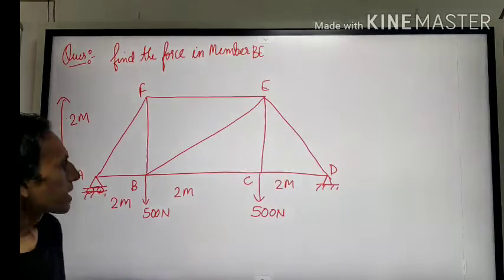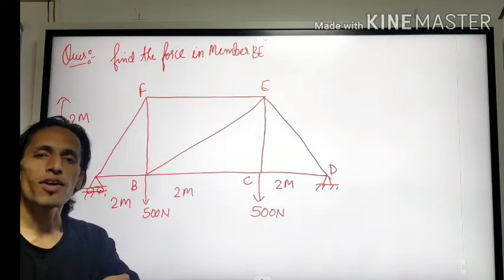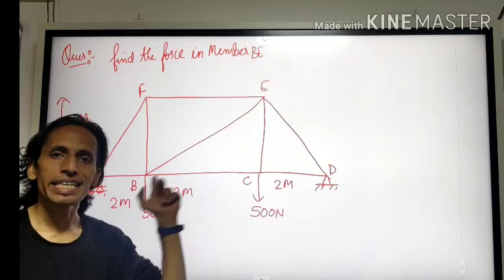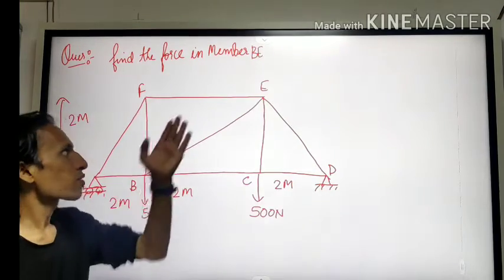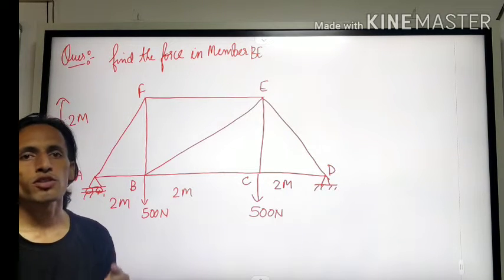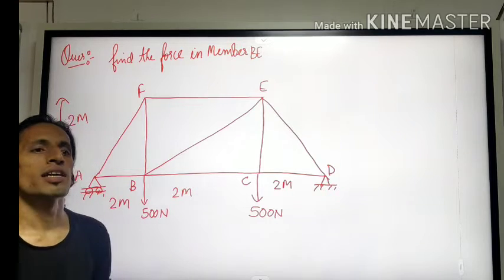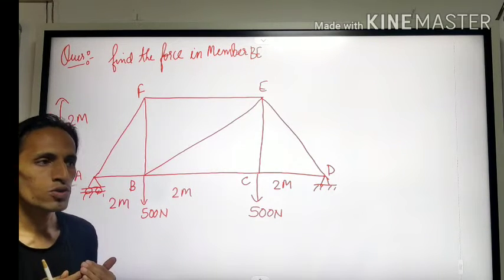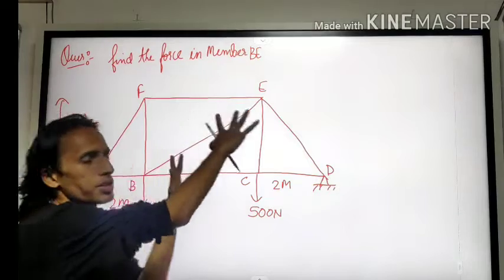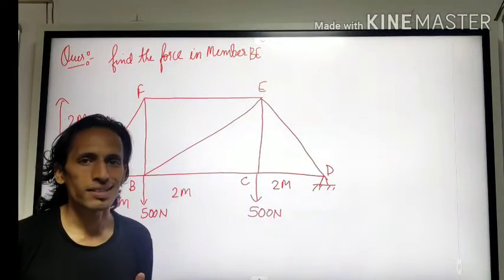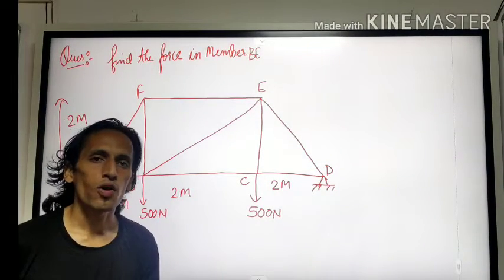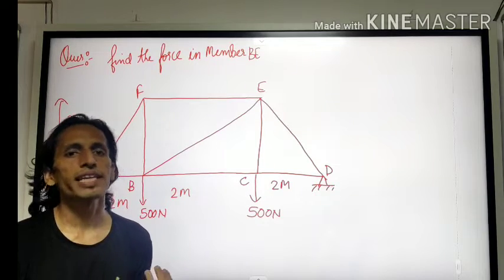Okay, let's say this is your question and you are required to find the value of the member force in this PE member. Since the question is asking for the force in only one member, you will not enjoy solving the whole truss, coming to B, because it will be a difficult and lengthier task. So you can solve this question very easily by the method of section.